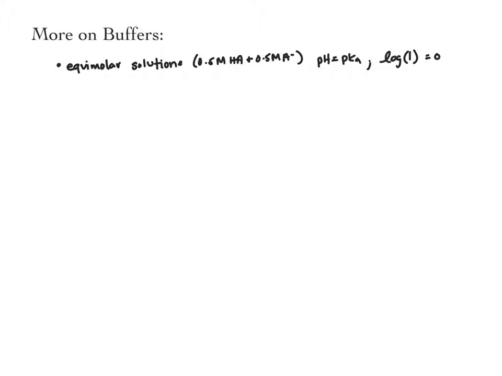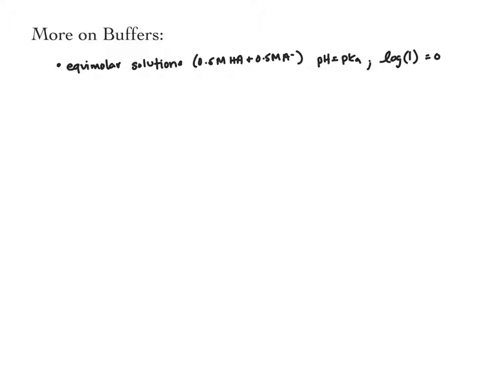Let's talk about a little bit more detail of buffers. So basically we know that in equimolar solutions, like we've seen in a couple of our examples, the pH is going to be equal to the pKa. And the reason why is because the log of 1, which would be the ratio that we would see in the Henderson-Hasselbalch equation, is equal to 0. So in equimolar solutions, the pH is always going to equal the pKa.